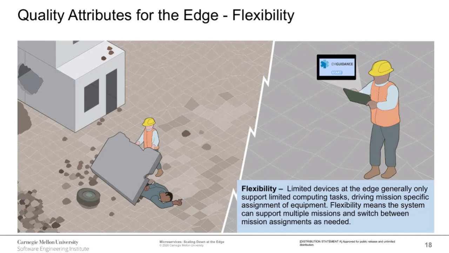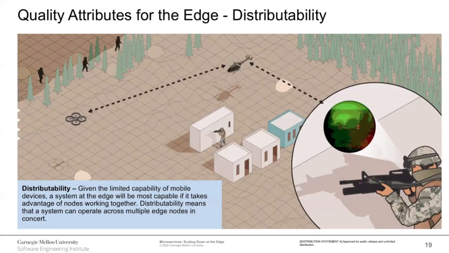Okay. All right. Let's get to that last one that Grace was excited by. So let's focus next on distributability, which we're defining as, given the limited capability of mobile devices, a system at the edge will be most capable if it takes advantage of nodes working together. Distributability means that a system can operate across multiple edge nodes in concert.